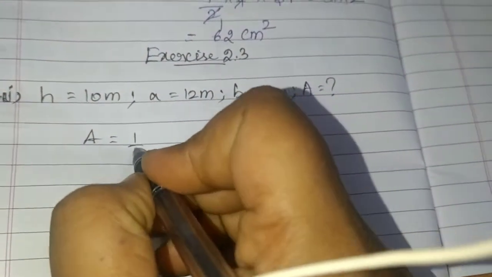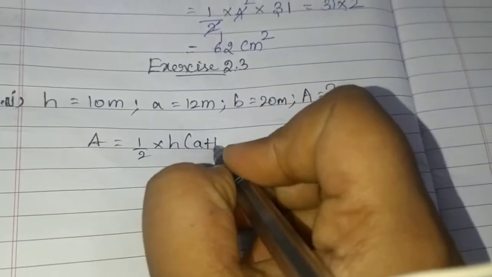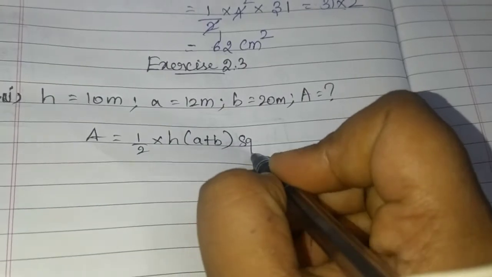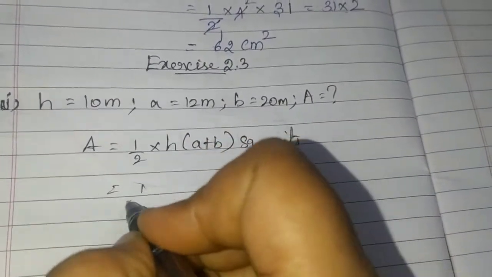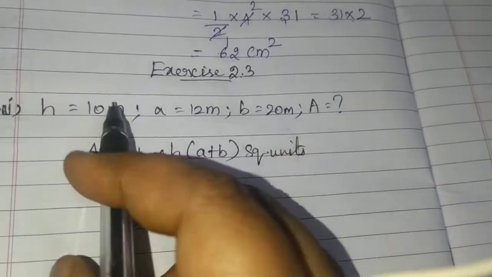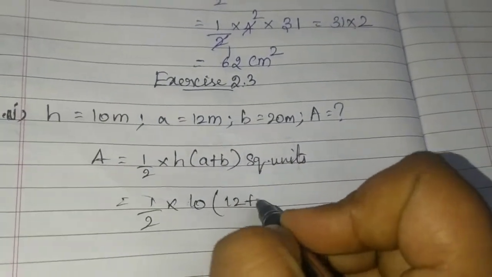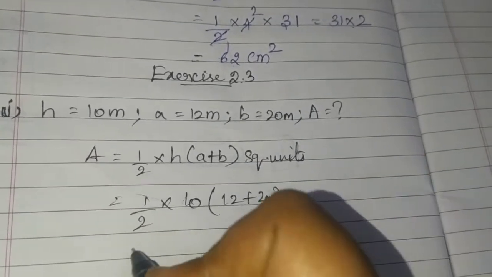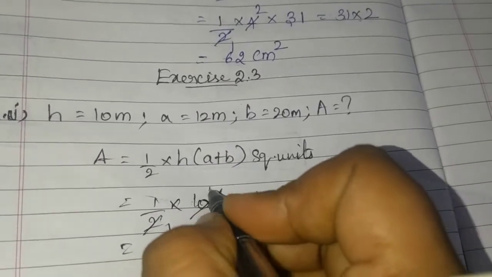So capital A, that is area, equals half into h into a plus b square units. Okay, so now we have to substitute the values here. Half, you write it here, h is 10 meter and a is 12 meter plus b is 20 meter. So we just write it here, 2 ones are 2, 5 twos are 10.